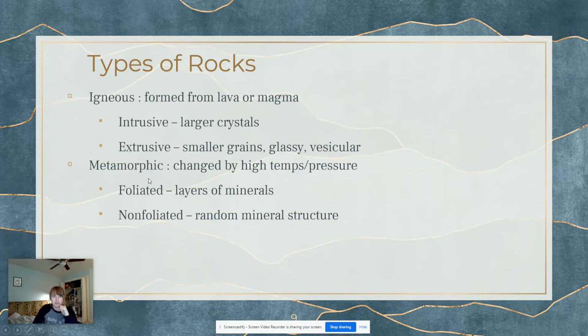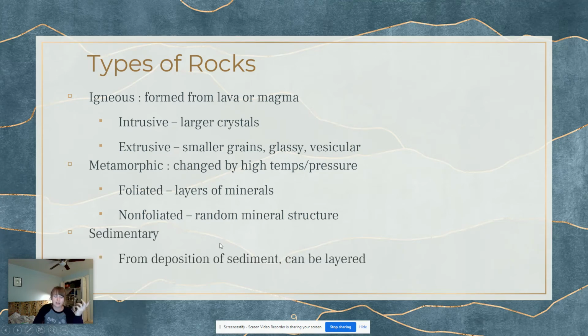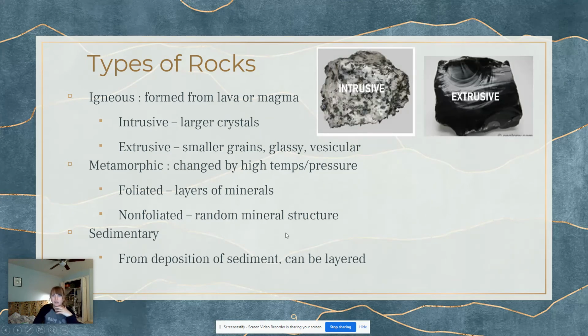Metamorphic, that's been changed by high temperatures or pressure. You can identify metamorphic rocks sometimes if they're foliated, so if there's layers of minerals versus non-foliated. And then sedimentary, you'll be able to see the grains of sediment. And sometimes you'll see those as being layered.